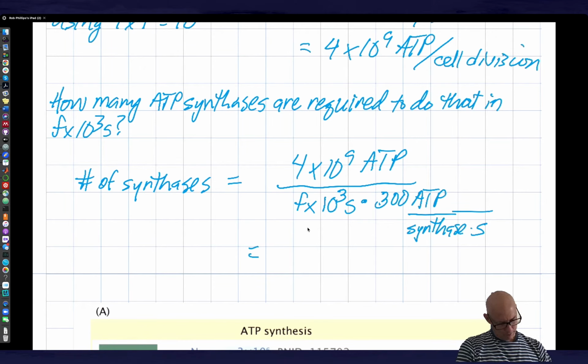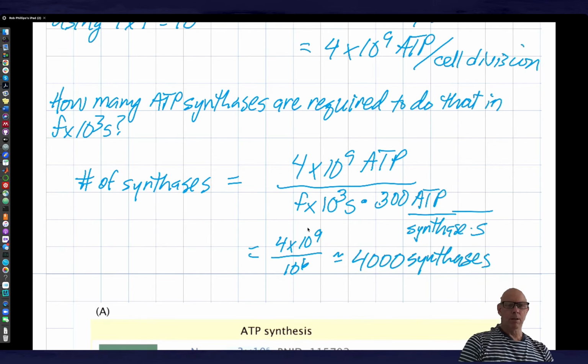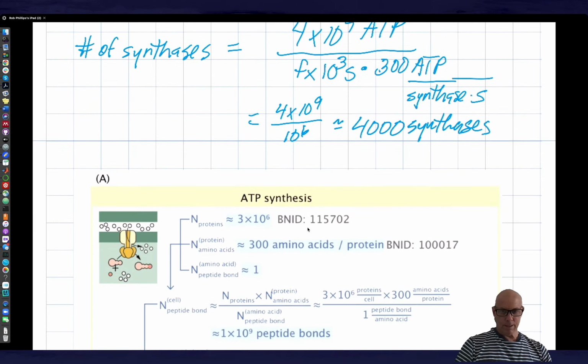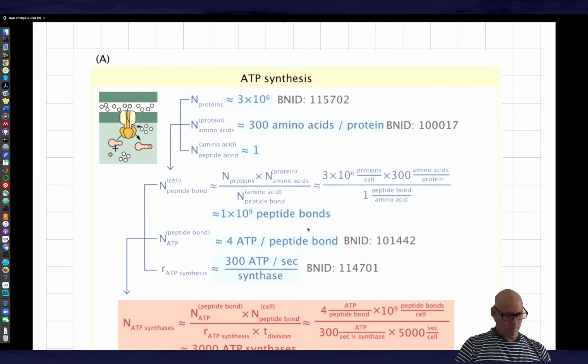So let's be careful: 4 times 10 to the 9th divided by F times 10 to the 3 is 10 to the 6th, so this is of order 4,000 synthases. So that's our conclusion. On the basis of this simple estimate, we conclude that the number of synthases is of order 4,000.